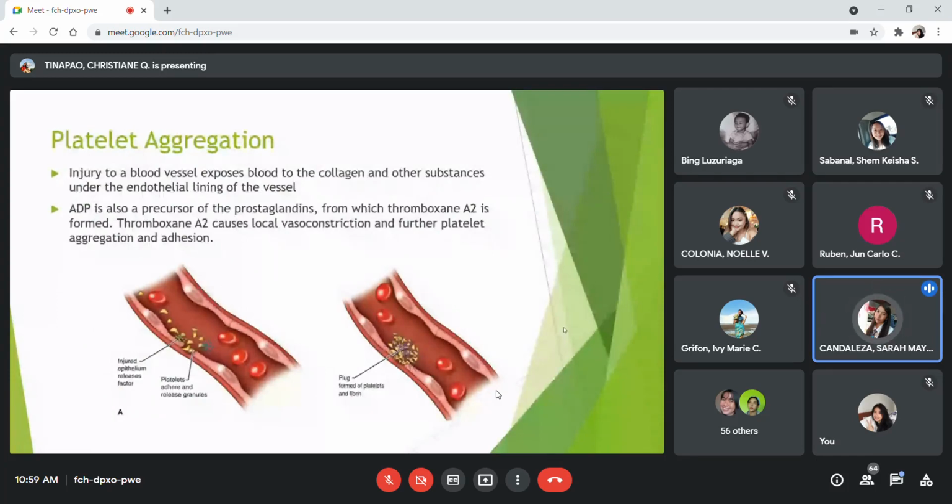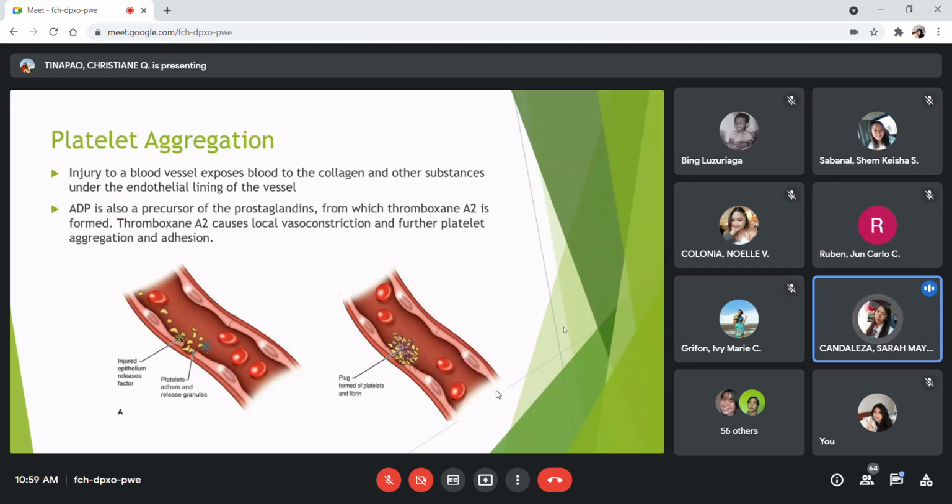So, platelet aggregation. Injury to a blood vessel exposes blood to the collagen and other substances under the endothelial lining of the vessel. So the circulating platelets will attach or adhere to the injured site, and when platelets stick together, they release adenosine diphosphate, serotonin, and other chemical substances that attract other platelets, leading them to cluster and clump together. In many injuries, the combination of vasoconstriction and platelet aggregation is enough to seal off the injury.